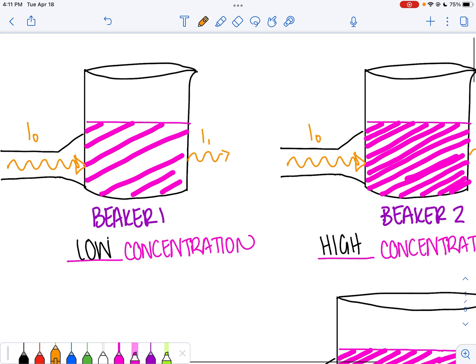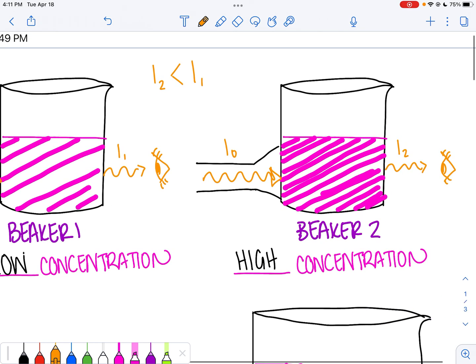In beaker 1, if you were to look out the other side of this beaker, there's fewer molecules dissolved into solution, less stuff for the light to interact with, so you're going to see more light that comes through. Hopefully that idea makes sense to you. So basically what I'm thinking about here is ranking these. I'm going to say that the intensity for beaker 2 is going to be less than the intensity for beaker 1 that comes out, because I will see less light out of beaker 2 since it's more concentrated. There's more stuff that's in solution.